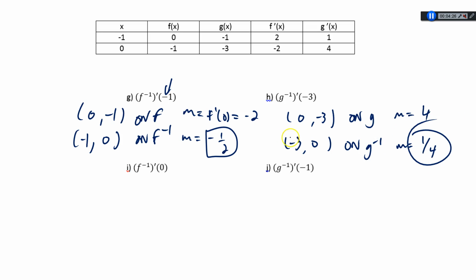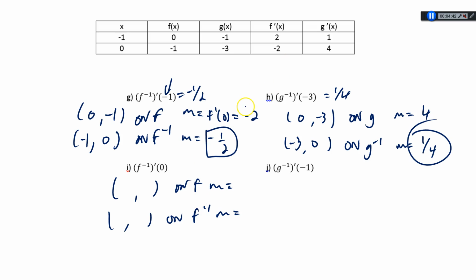G inverse prime of -3 is 1/4. Over here we got -1/2. F inverse prime of 0: some point on f, some point on f inverse, the slope is... Okay, so 0 is my x coordinate of my inverse function, so it's the y coordinate of f. Looks like that happens at -1, so this is -1. Slope at -1, 0 for f is 2, so this is 1/2.